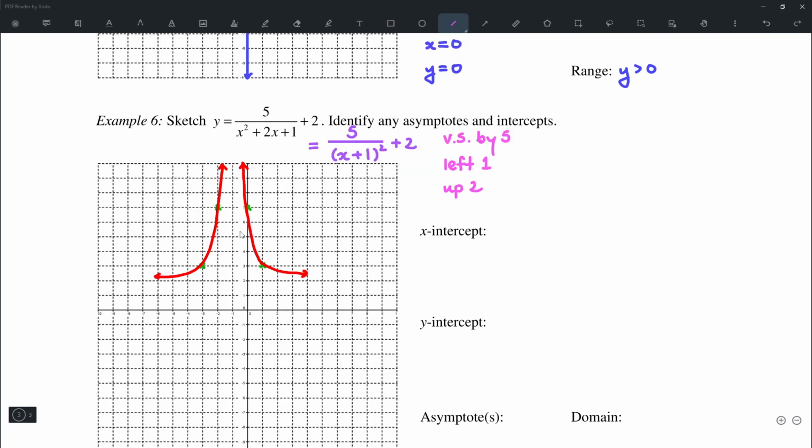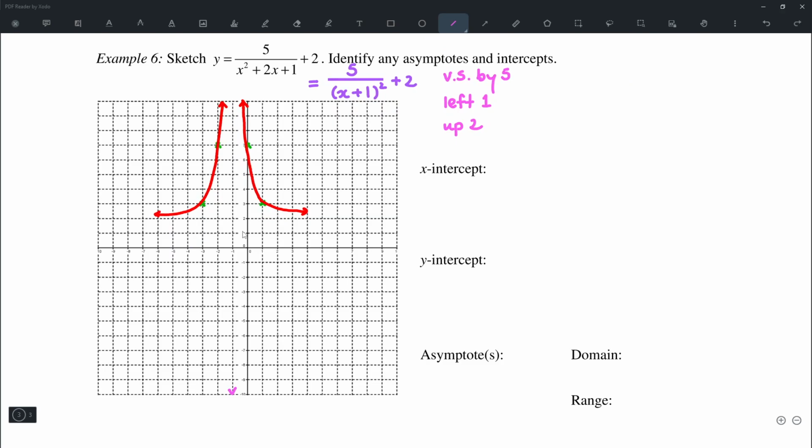Okay, so, sorry about that. And then y equals 2. So x equals -1 and y equals 2 are asymptotes.